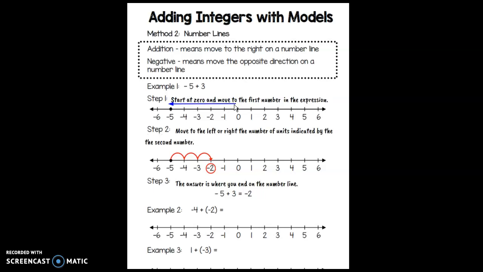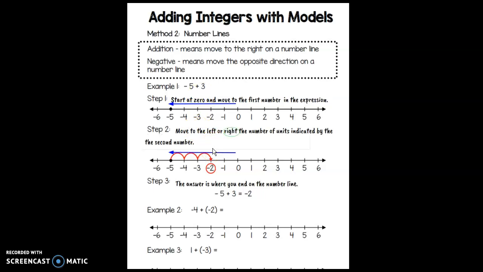Our first number of the expression is -5. So we're going the opposite of 5, which is -5. From there, we're going to move to the left or right the number of units indicated by the second number. Our second number is a positive 3. So therefore, we're going to move to the right because our number is positive.